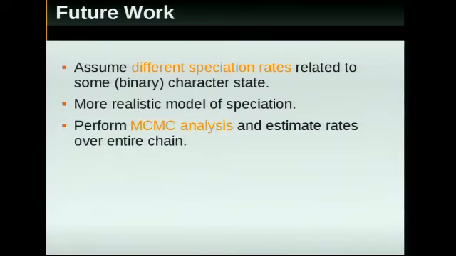The other thing that we're thinking of, in terms of taking the uncertainty into account, is, instead of doing the estimation on just one tree, maybe do an MCMC analysis and then do the estimation over the entire chain of trees that you get, because that would take the uncertainty in trees into account. And of course, looking at other, more real data.